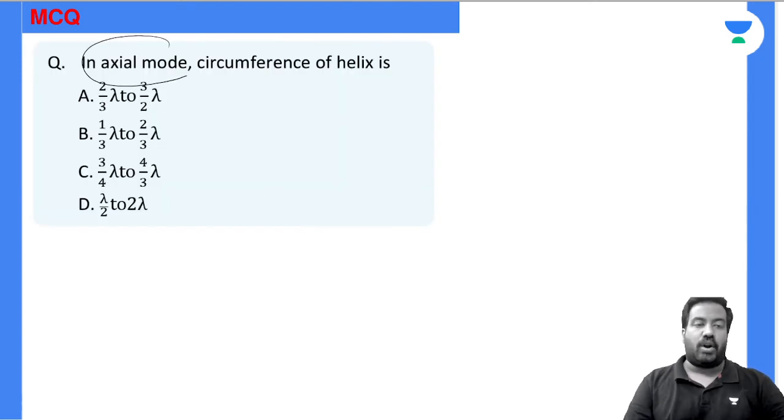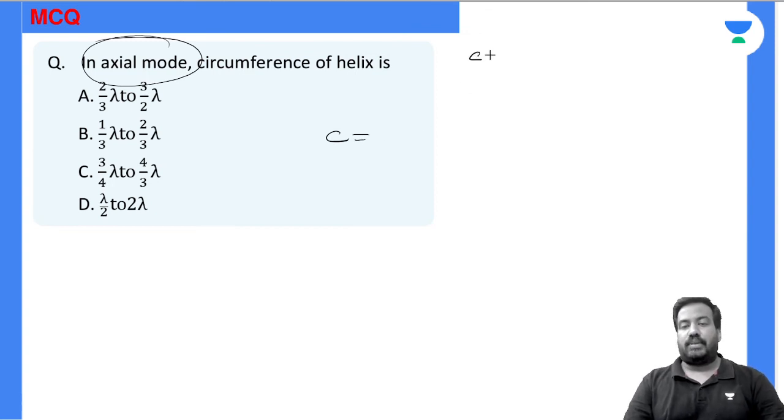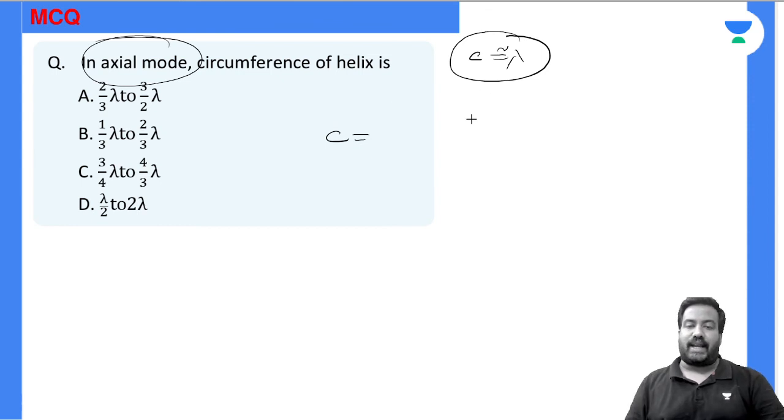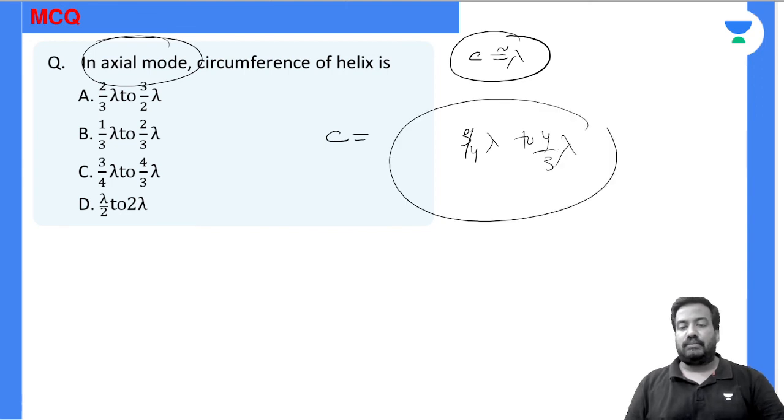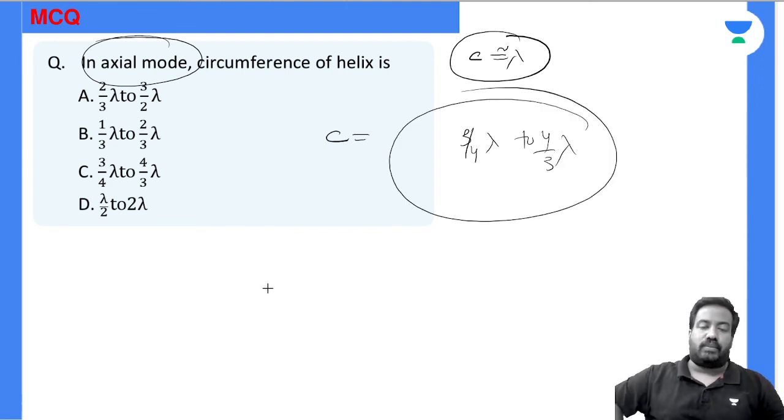In axial mode, the circumference of the helix, as you know, must be approximately equal to lambda. But what is the practical range? It can go from 3 by 4 lambda to 4 by 3 lambda, that is 0.75 lambda to 1.33 lambda approximately.